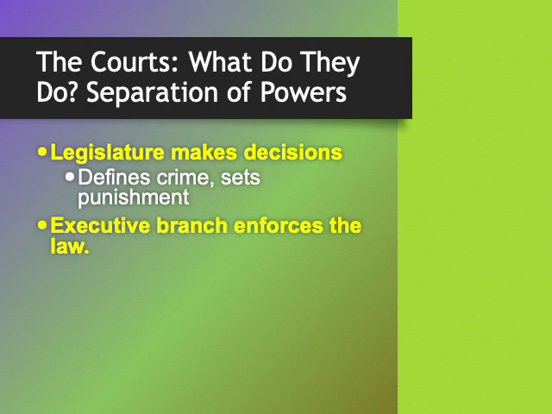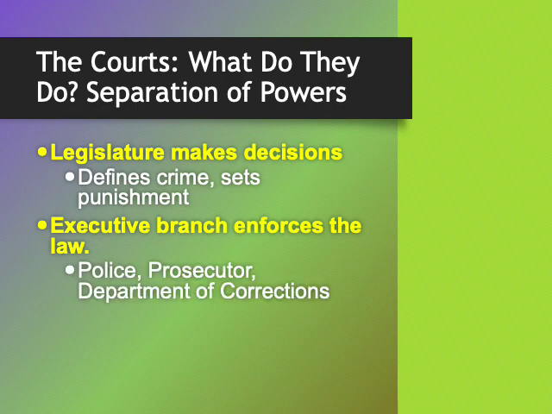The executive branch enforces those decisions, okay? In other words, it enforces the law. And that's why it's often known as the executive branch. It executes the law. And so in the criminal justice system, the police are part of the executive branch because they enforce criminal law, as does the prosecutor. And then the Department of Corrections is also part of the executive branch because it enforces the criminal punishments that have been meted out against people.